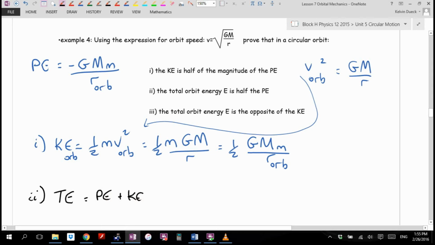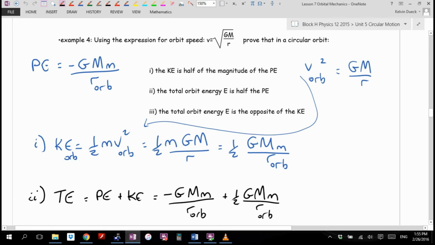Is that reasonable? But we're cosmic. It's going to be negative big G, big M, little m over R orb plus a half big G, big M, little m over R orb.